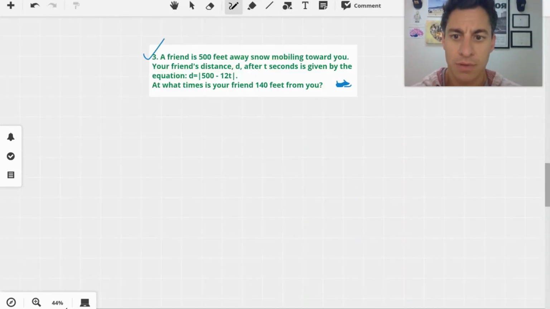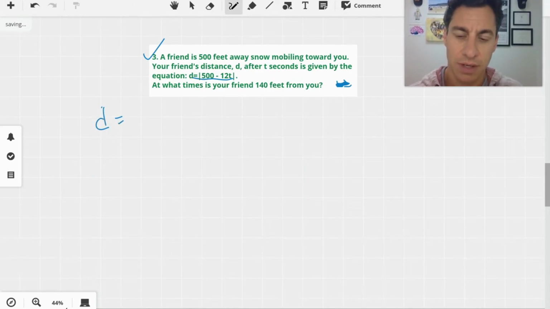All right, number 3. A friend is 500 feet away, snowmobiling toward you. Hope they're not too close. Your friend's distance, d, after t seconds is given by the equation. All right, they give us an equation. Let's write it down because we're going to have to work with it. 500 minus 12t.